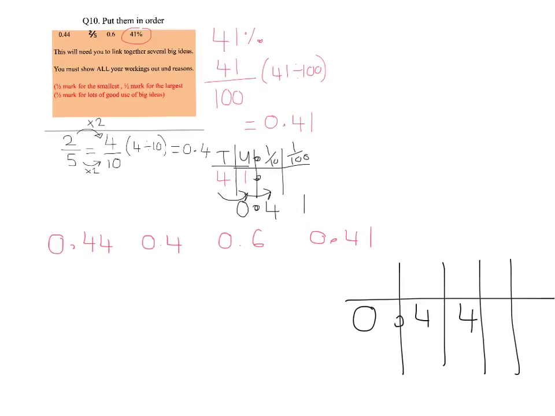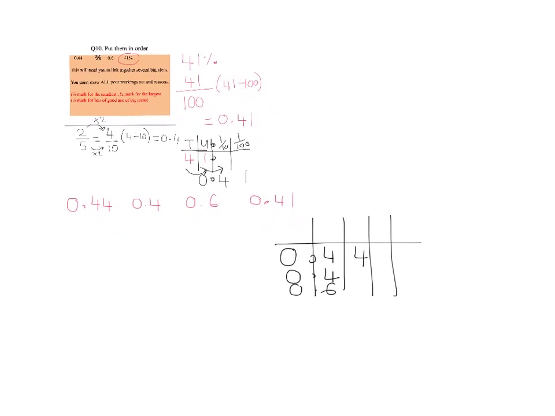0.44, 0.4, 0.6, and 0.41. Now, why might this be useful? Because this is the units, the tenths, and the hundredths. And you can actually use this to compare. Now, I know some people put zeros in for placeholders, so if you need that, then you can use that.